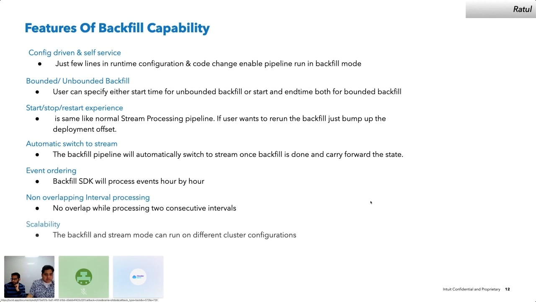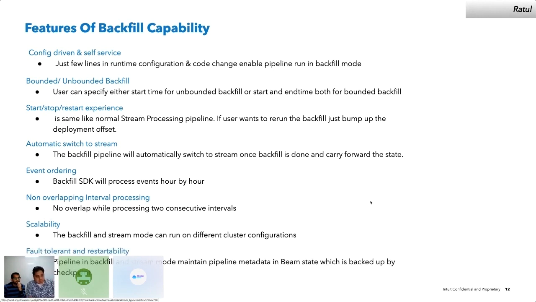Okay. And then the scalability, practically when the backfill is running, it needs more throughput, it needs the speed. You might want to run it on a bigger 40 node Flink cluster, Beam cluster. But after switching to stream mode, to save the cost, you want to reduce it down to probably a 10 node cluster. Right? So it should support the scalability.